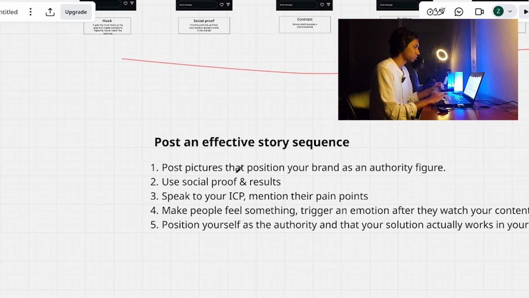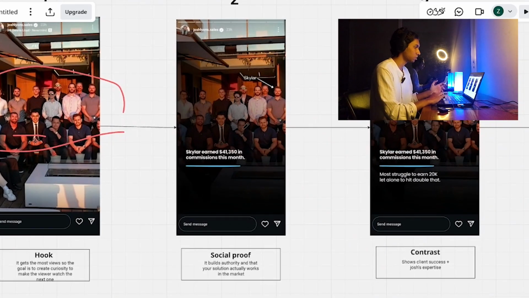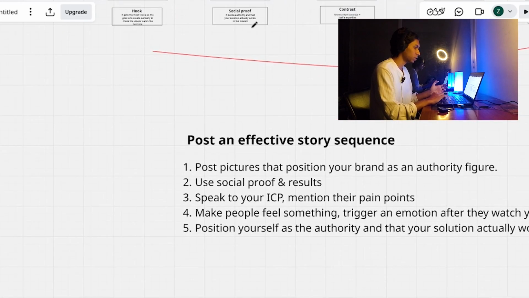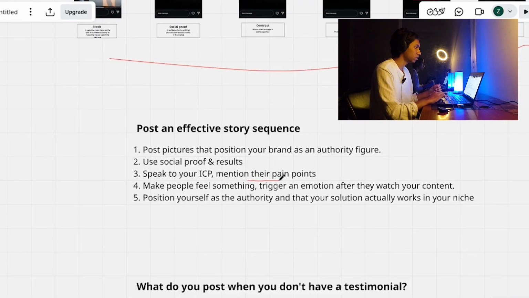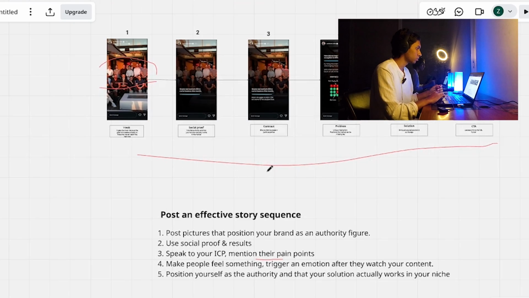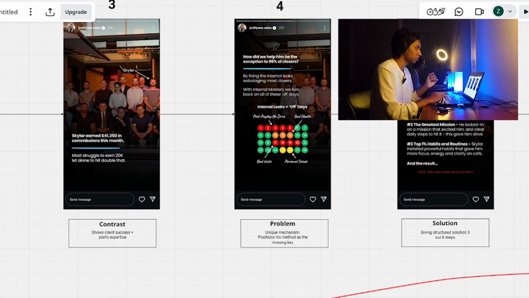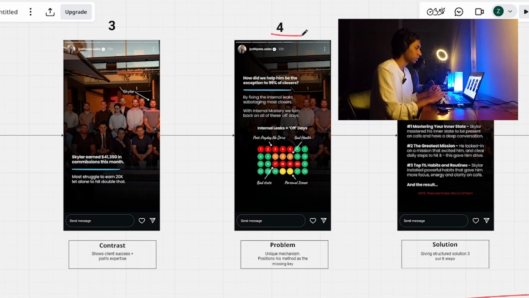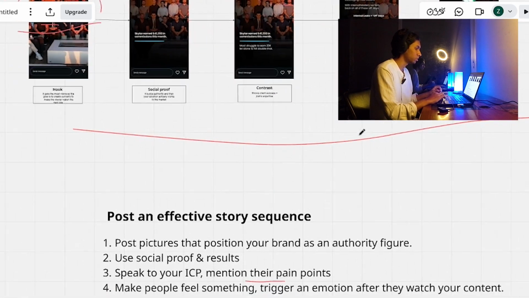Second one, use social proof and results. This is very important. If you don't use it, no one will actually believe that your thing works. So number two is very important too. Number three is speak to your ICP, mention their pain points. This is very important too. You basically connect with them emotionally. For example, Josh here introduces a problem in his fourth story to resonate with his audience and to introduce a common pain point that everyone struggles with.